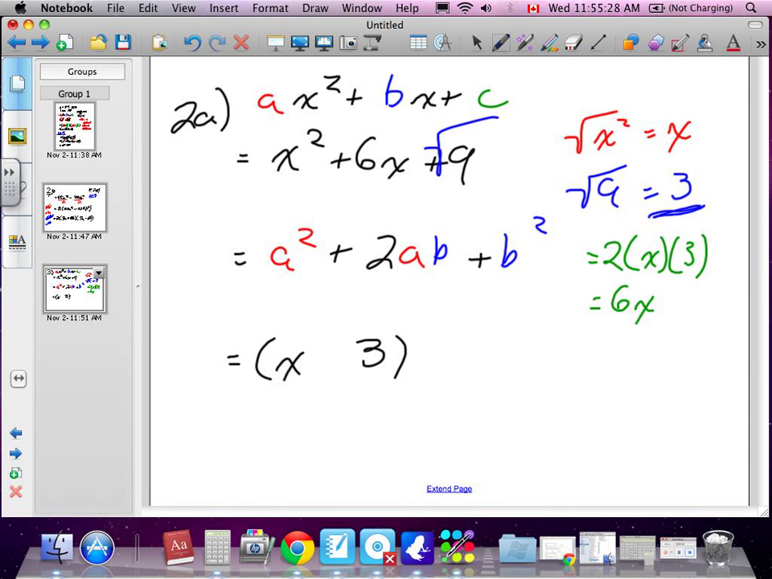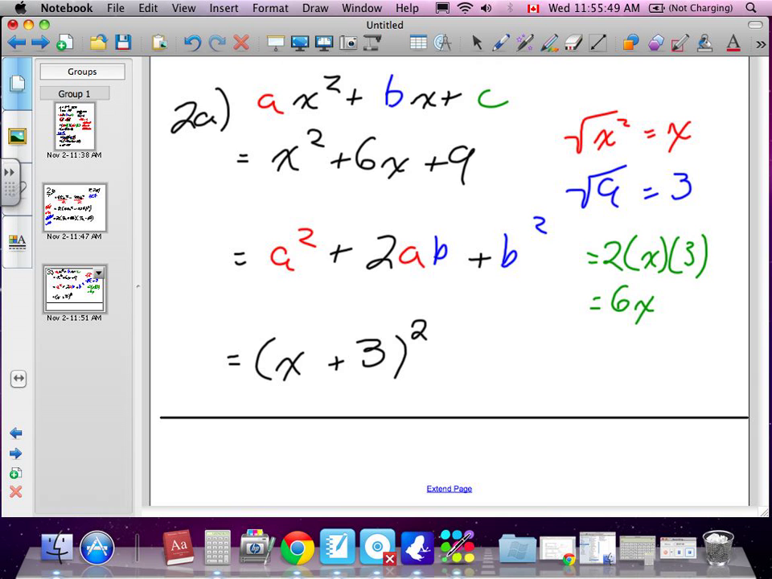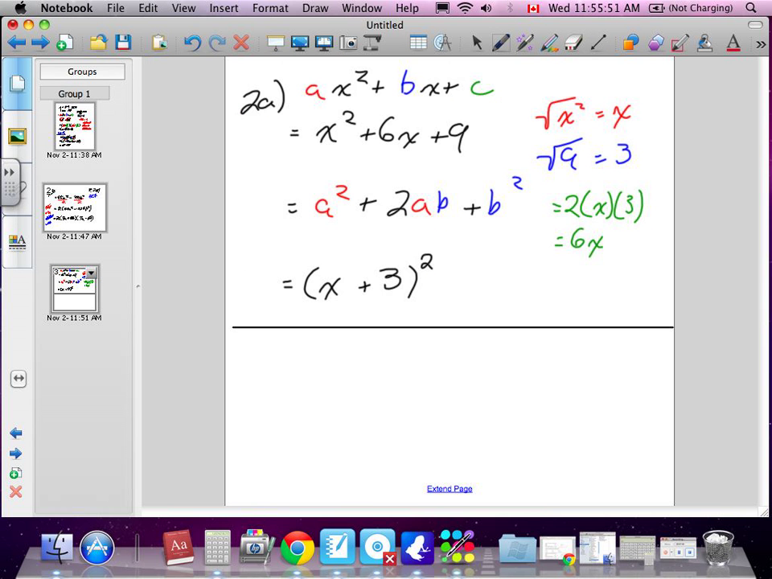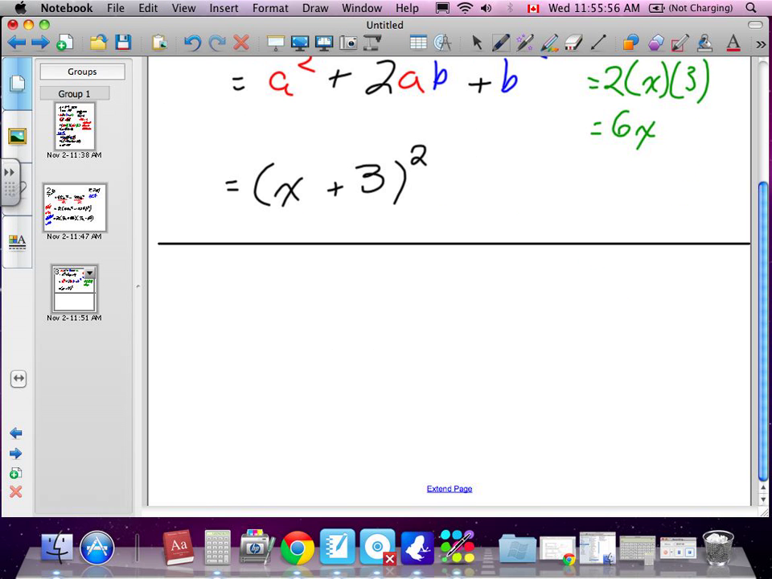Put our plus sign in here because it's positive 3, and I just put a squared on the outside of the bracket. Now I know that's a lot to remember. I'm going to show you how we'll get the exact same answer using the factoring style from 5.5. So we're going to do the exact same question. Question said x squared plus 6x plus 9.